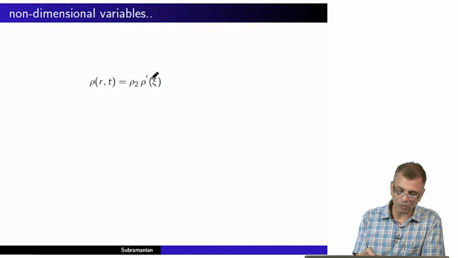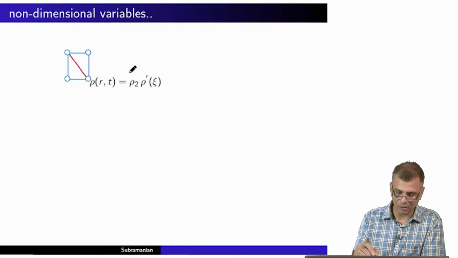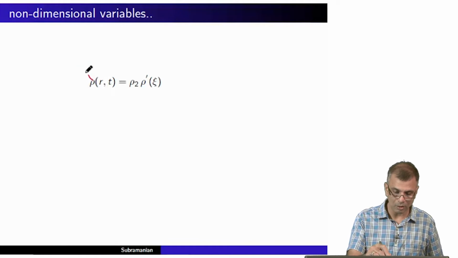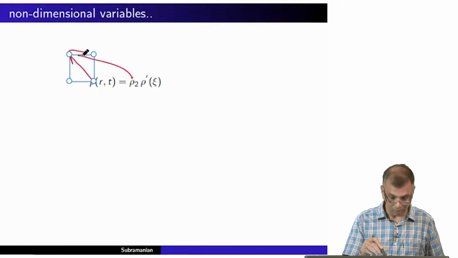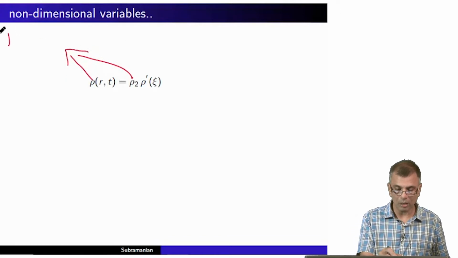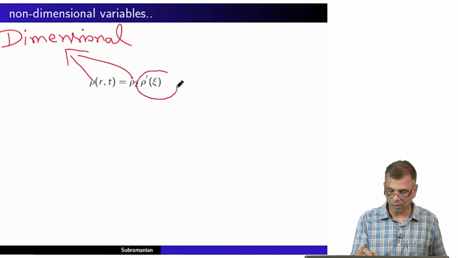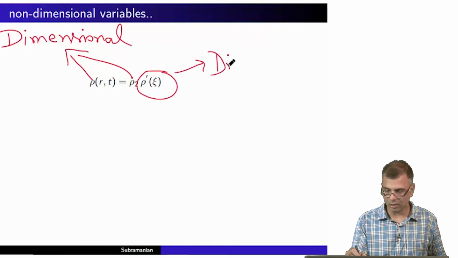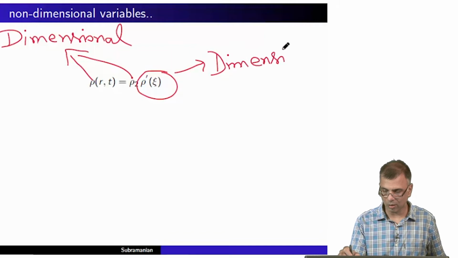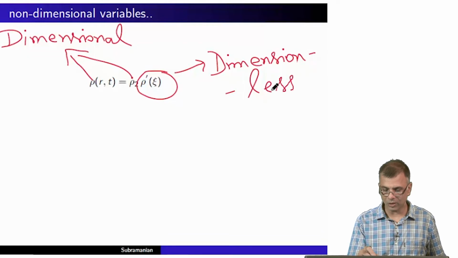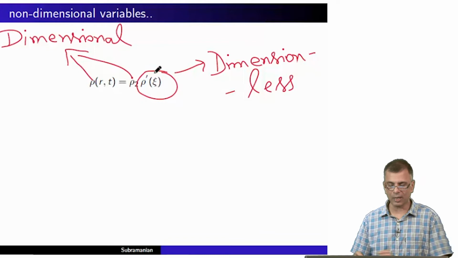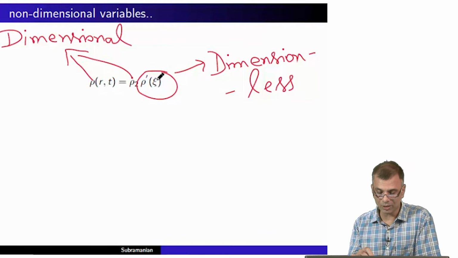We say, the primes would be the dimensionless density, and these are dimensional. So, for instance, this and this are dimensional, whereas this is dimensionless. This is dimensionless density. Wherever you see a prime, and of course when it's a function of the dimensionless distance psi, it is a dimensionless quantity.